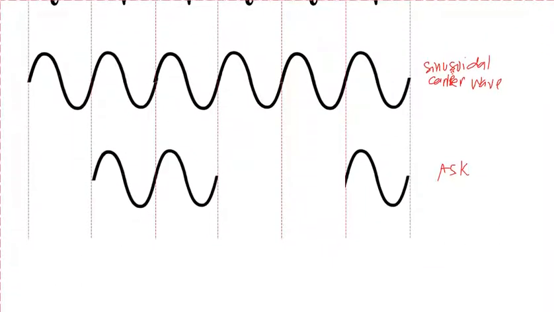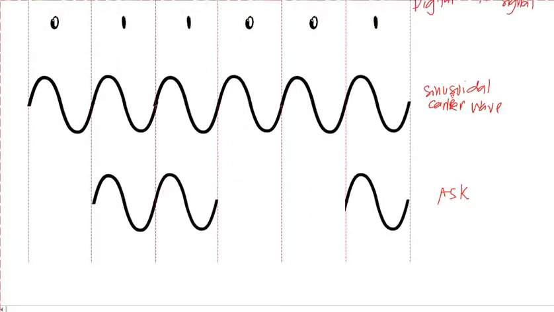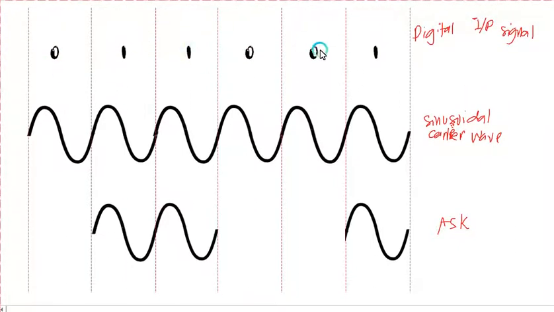We can observe this phenomenon in this image carefully. In this example, we have digital input signal 0 in three places. So for these three digital zeros, no carrier signal is transmitted. But for binary values of 1, also in three places, we have 1, 1, 1.